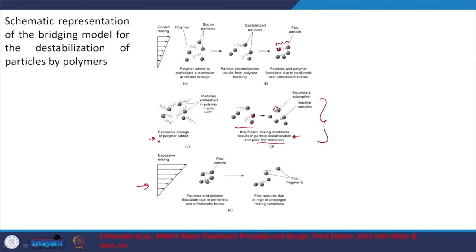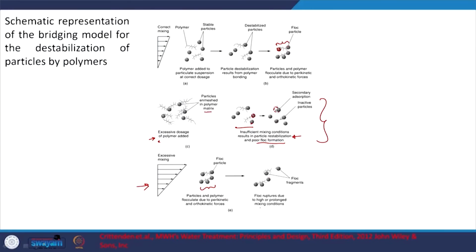So, what do we see here? Let us say the flocs are formed, but after the flocs are formed, if I still mix it at a rate such that the turbulence is very high, and for a prolonged period, what is going to happen? The flocs are going to break up. So, that is why we have it here, excessive mixing and correct mixing. The amount of energy that you impart to the solution is also important. We will look at that later.